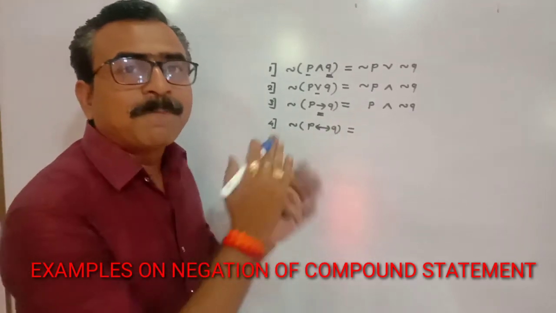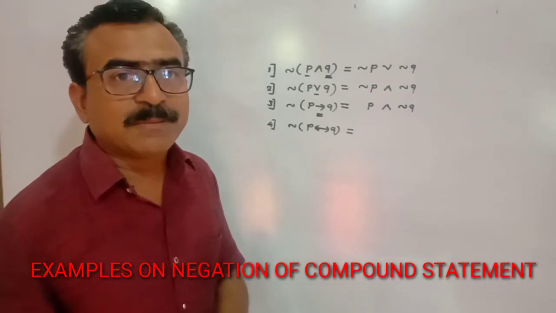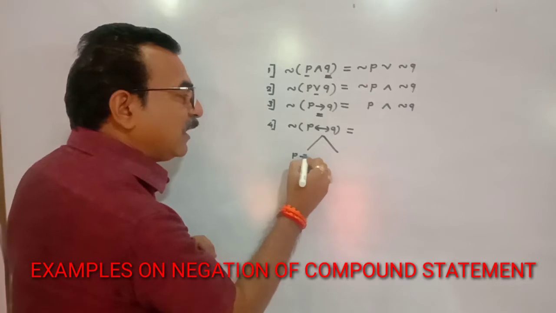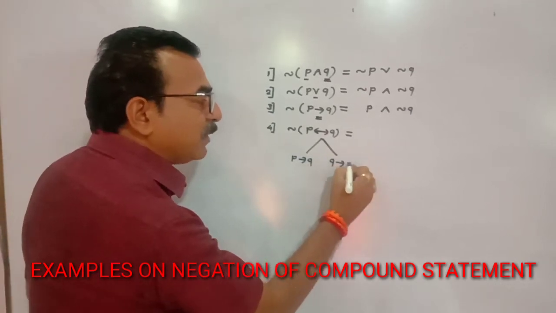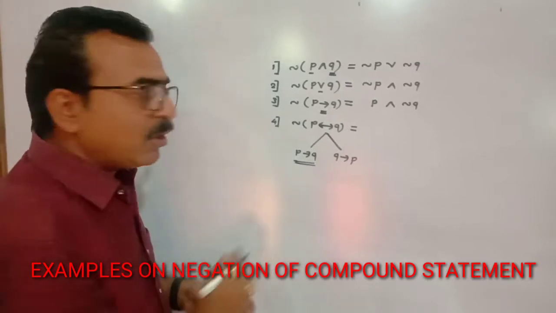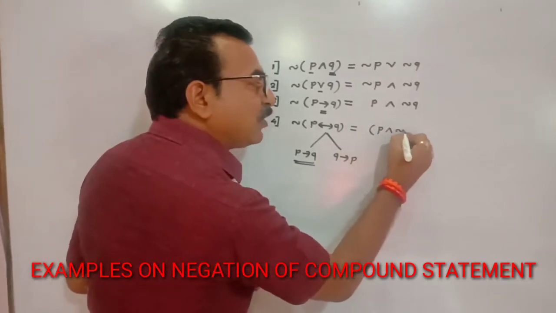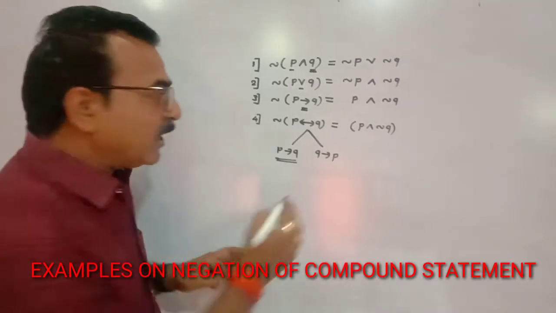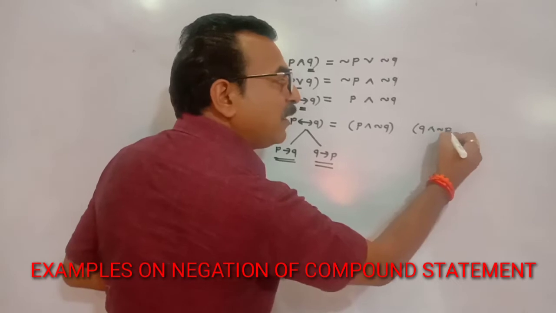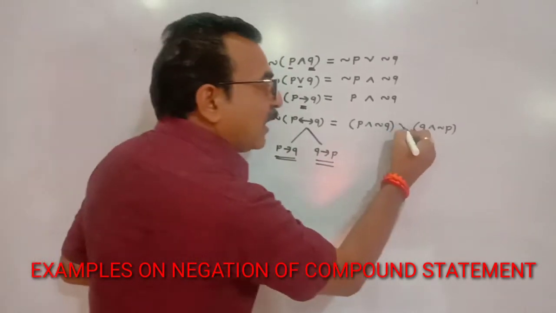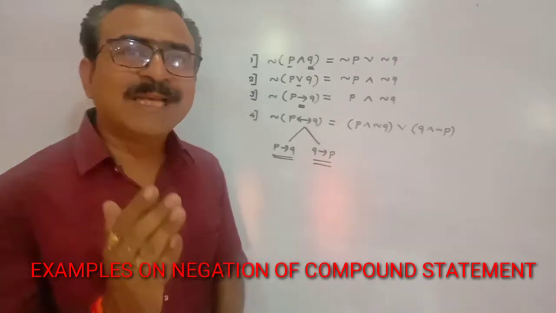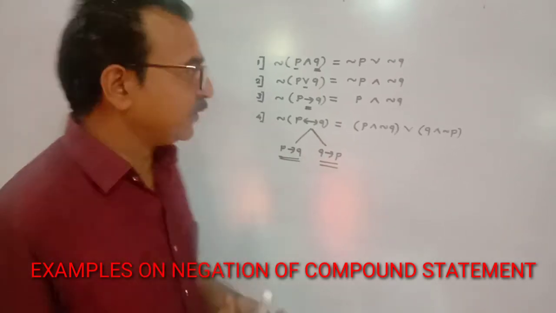And in the case of a biconditional statement, while performing its negation, split up the biconditional statement as P conditional Q and Q conditional P. Initially perform the negation of P conditional Q, that is P and negation Q. Then perform the negation of Q conditional P, that is Q and negation P. And then connect these two brackets by the symbol of OR. Understood? Let us take some examples for better clarity.